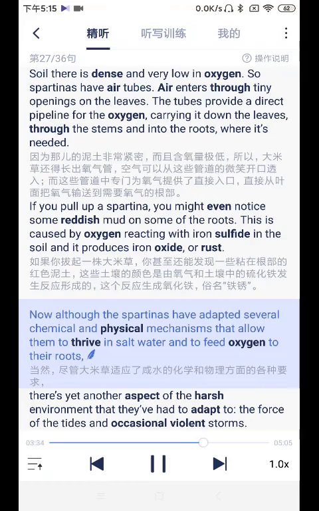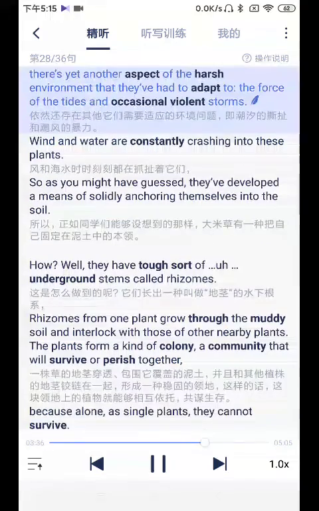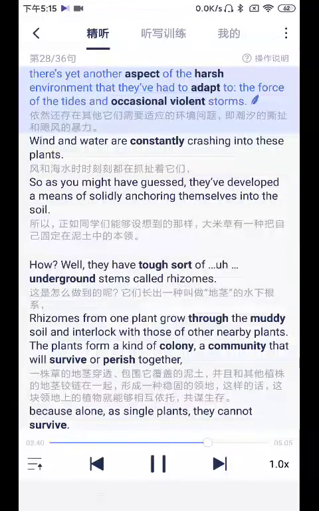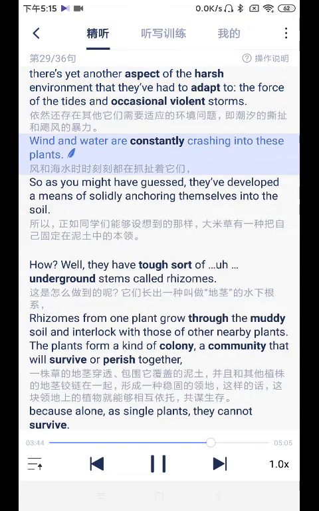Now, although the Spartinas have adapted several chemical and physical mechanisms that allow them to thrive in salt water and to feed oxygen to their roots, there's yet another aspect of the harsh environment that they've had to adapt to, the force of the tides and occasional violent storms. Wind and water are constantly crashing into these plants. So, as you might have guessed, they've developed a means of solidly anchoring themselves into the soil. How?